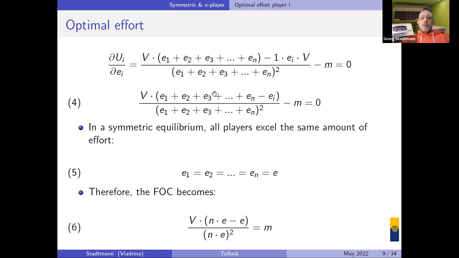And then in the numerator, we have the same stuff, like the sum of all effort levels of all players. So n times e also pops up in the numerator, but there is one additional e in the numerator with a negative sign, and this pops up here.